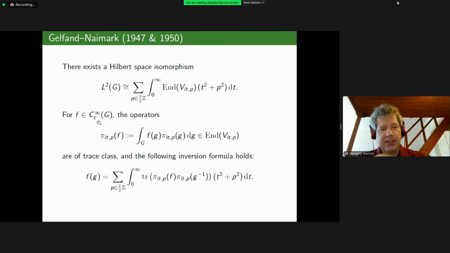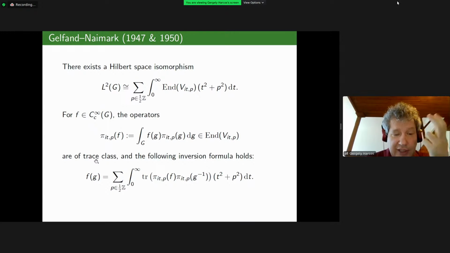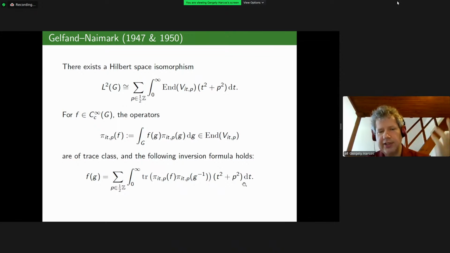And here I emphasize compactly supported smooth functions on G because they form a dense subset of the Hilbert space on the left. And for such test functions f, the corresponding operators, the things you see inside these endomorphism pieces, are trace class operators. And there is an inversion formula. You can reconstruct f(g) from these pieces by taking the traces like here and integrating against the Plancherel measure.